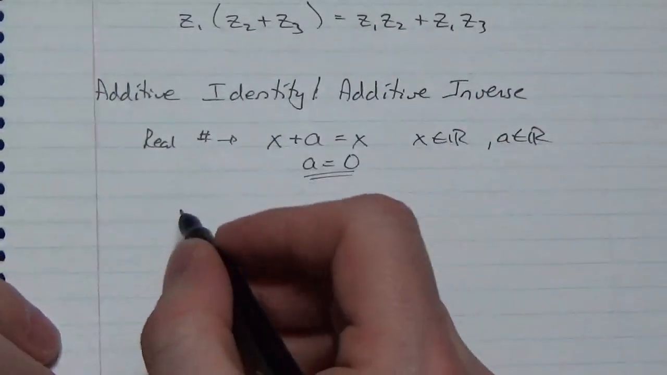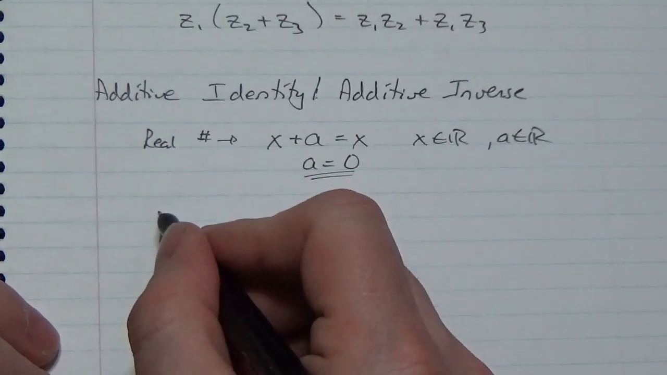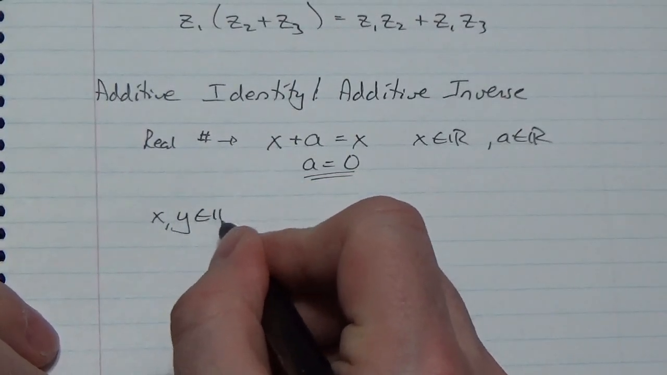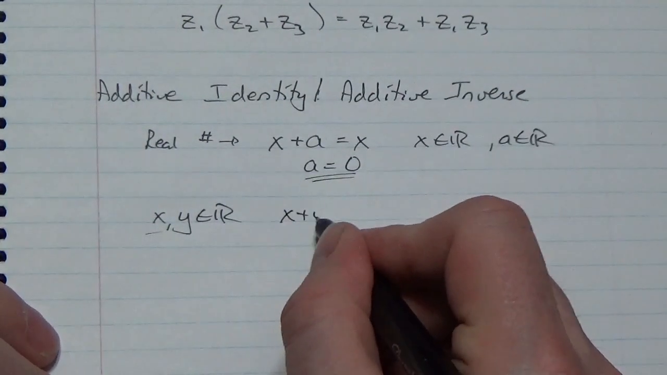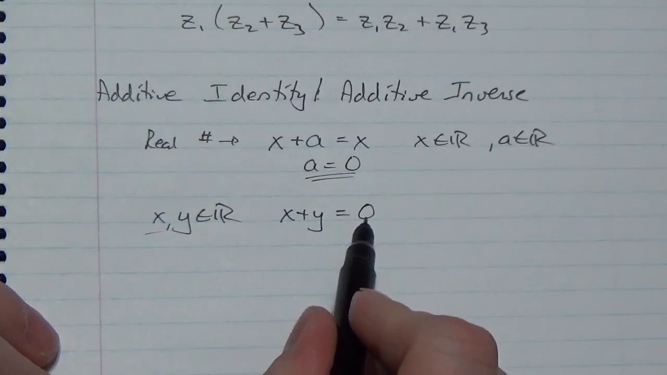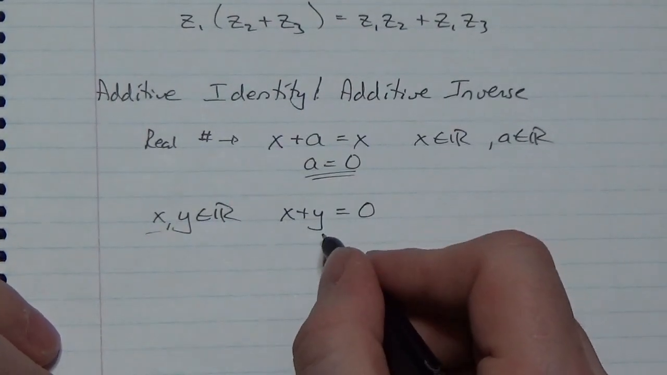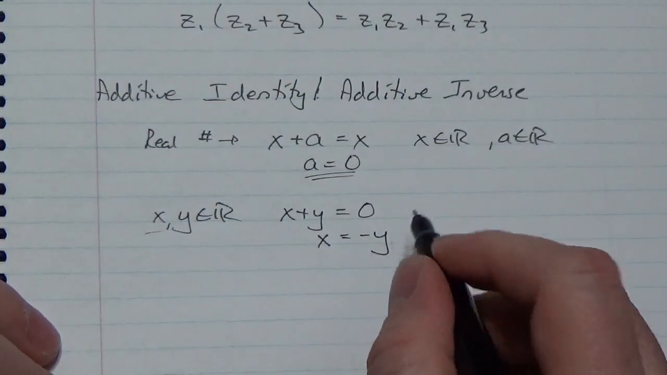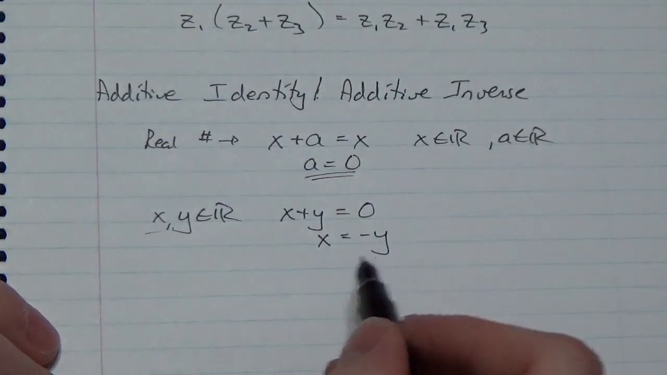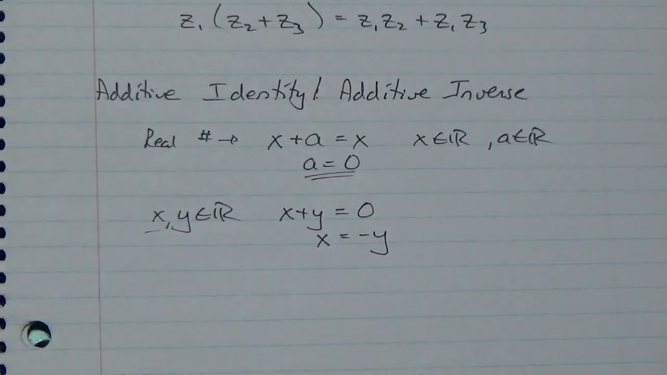Now that also creates this idea of an inverse, where let's say x and y are elements of the reals. There's a pair that exists such that when I add them together, the result is the additive identity. That occurs when, for example, x is equal to negative y. So for example, 3 and negative 3, I add those together and I get 0. It's because 3 and negative 3 are additive inverses of each other.